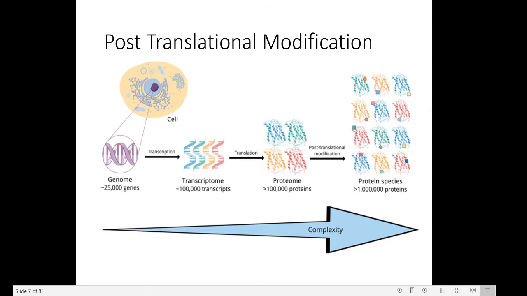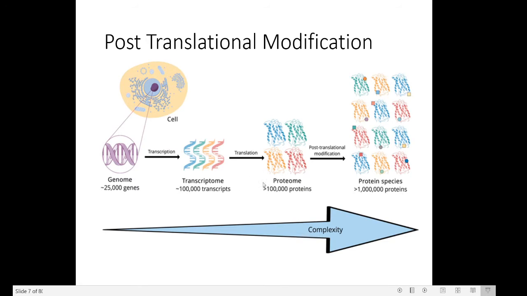The formed proteins undergo various chemical reactions: phosphorylation, acetylation, methylation. Natural chemical reactions happen in the human body. Due to these chemical processes, the protein is modified, and one protein can be modified into thousands of proteins. That is post translation modification.